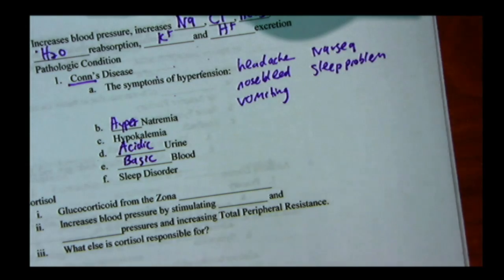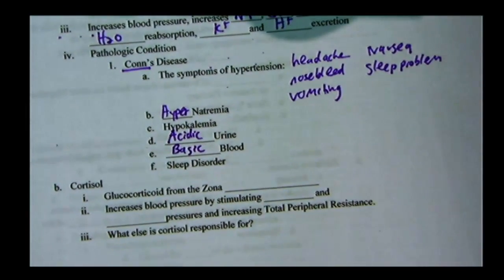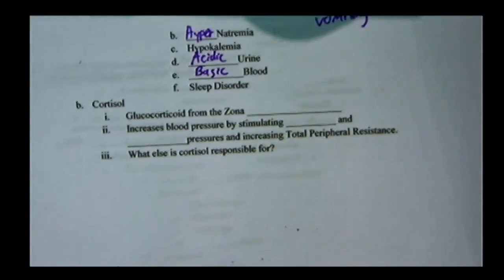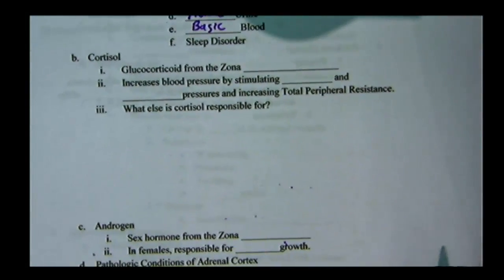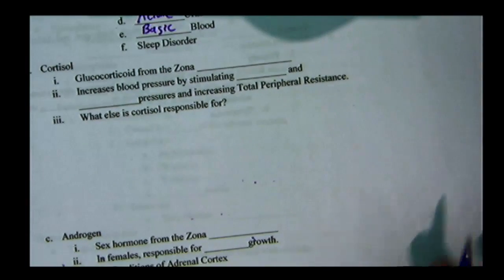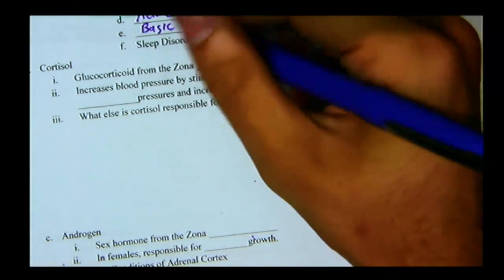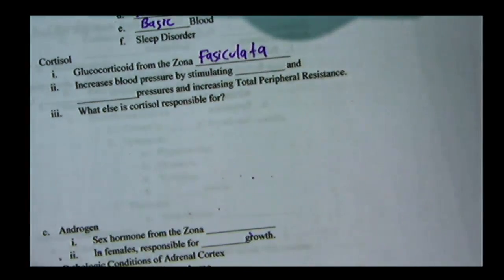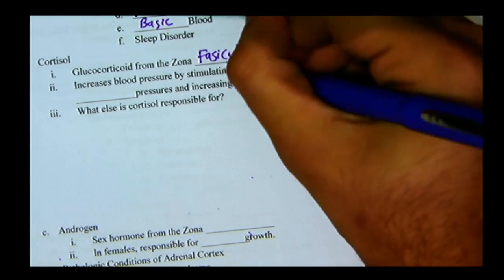All right. So now we're at cortisol. Pretty sure it's her favorite hormone. So if you're going to know any hormone, know that one. So cortisol is a glucocorticoid from the zona fasciculata. Increases blood pressure by stimulating which pressures? Systolic and diastolic. And increasing total peripheral resistance.